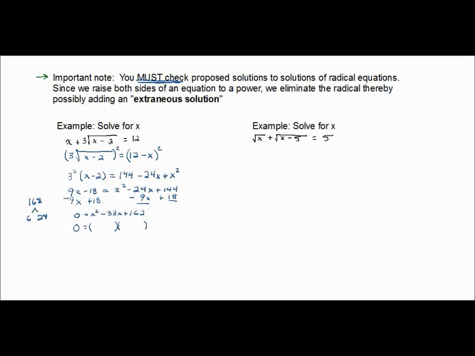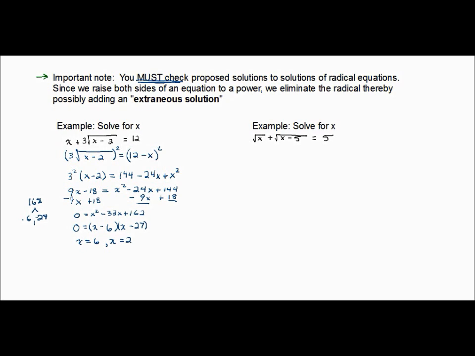We break up 162 as 6 times 27, right? And we'll note that 6 times 27 is 162, and the sum of 6 and 27 is 33. So we should make both of these negative, and so when we break this up, we're going to get x minus 6 times x minus 27. Now, if we set both of these factors equal to 0, we're going to get x equals 6 and x equals 27. Now, do both work?